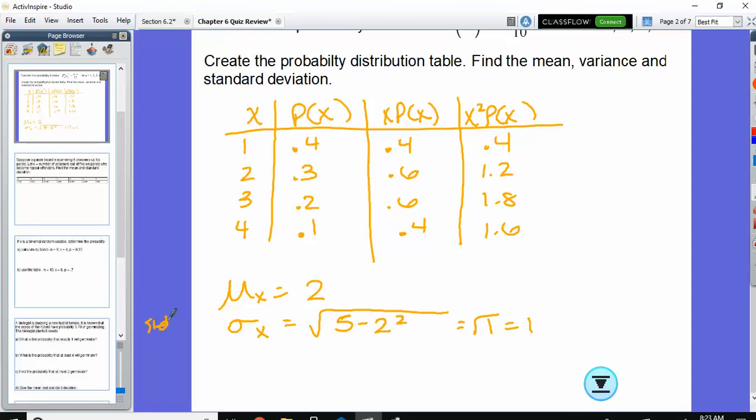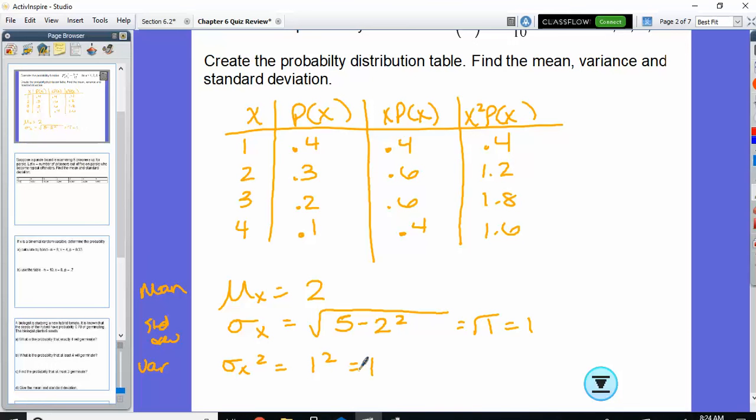If I ask for variance, that's just your standard deviation squared. So 1 squared, which is 1. So in the beginning, we started out creating these probability distributions, finding the mean, standard deviation by hand.